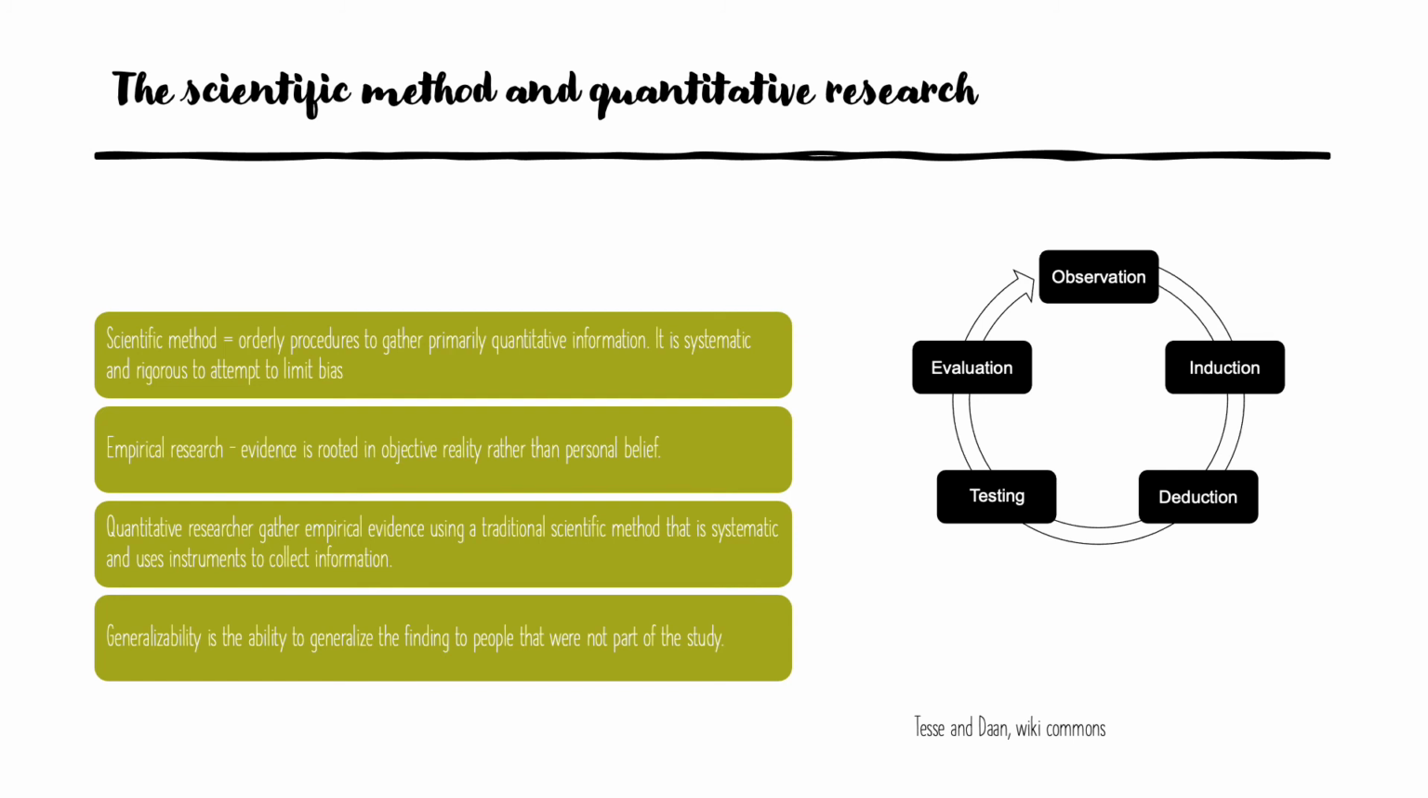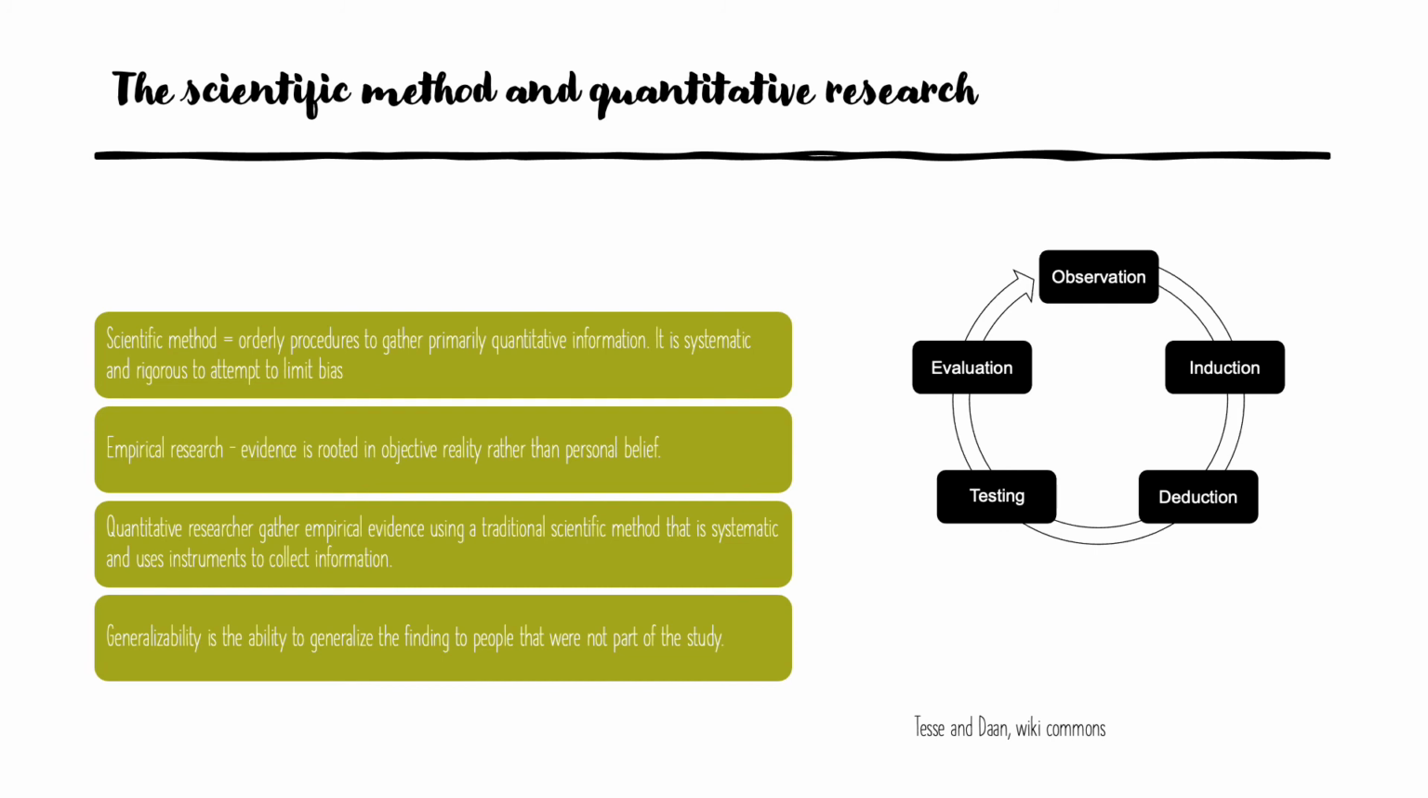The scientific method is orderly procedures to gather primarily quantitative information. It is systematic and a rigorous attempt to limit bias. Empirical research is when evidence is rooted in objective reality rather than personal belief. It is what we can observe, thus it is based in empirical evidence. We then gain knowledge through direct and indirect observation.